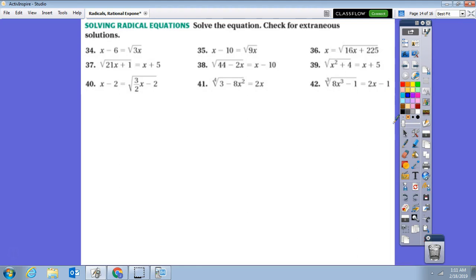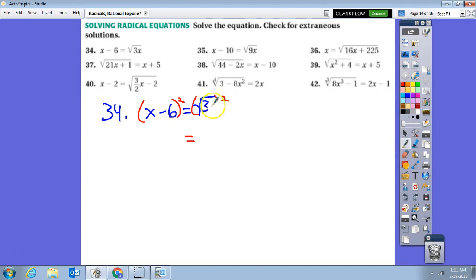One thing that you can run into sometimes with these is also extraneous solutions. I'm only going to do one of these. You're going to take a look at number 34. You have x minus 6 equals the square root of 3x. When you want to get rid of the square root, you have to square it, but you also have to do that on the other side, and that causes an issue on this problem.